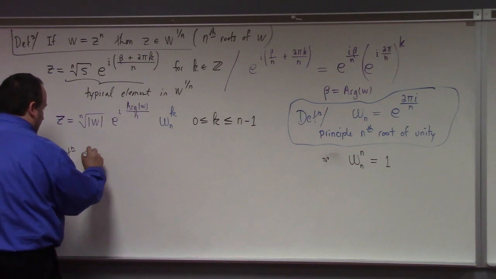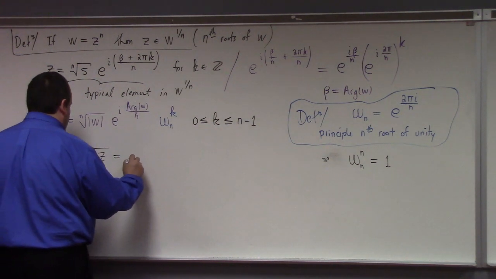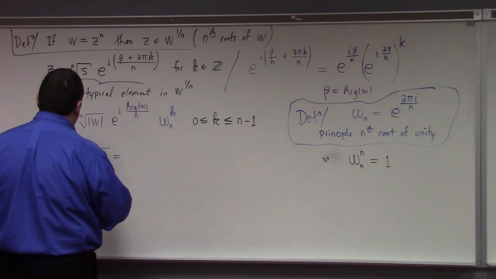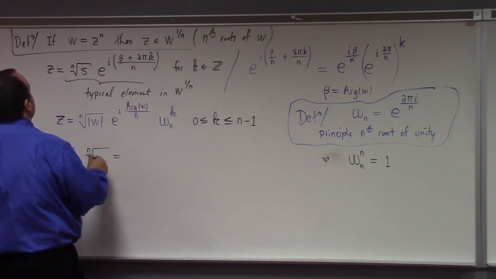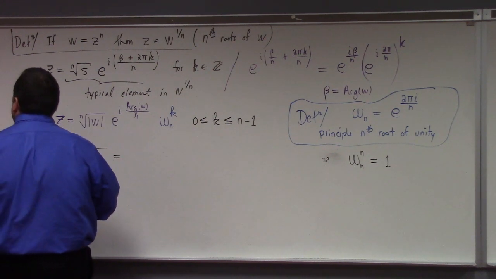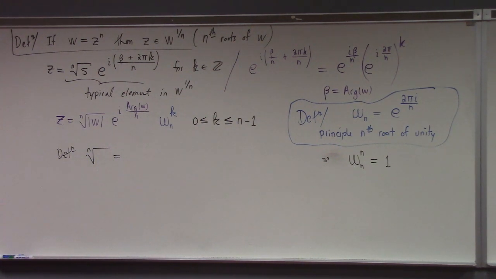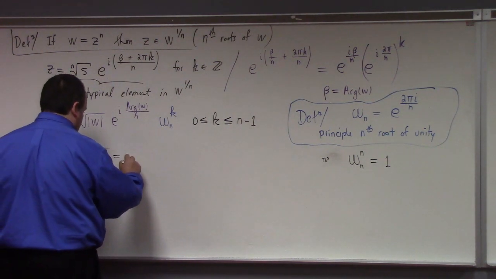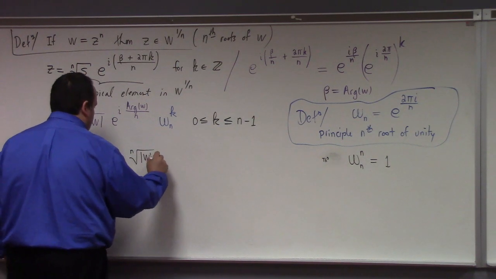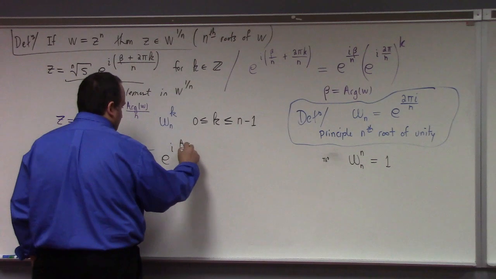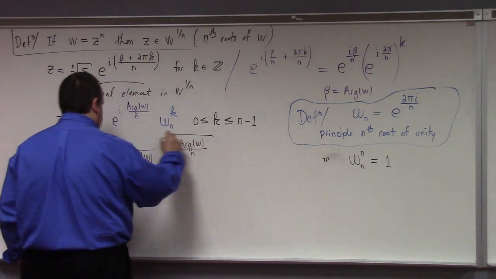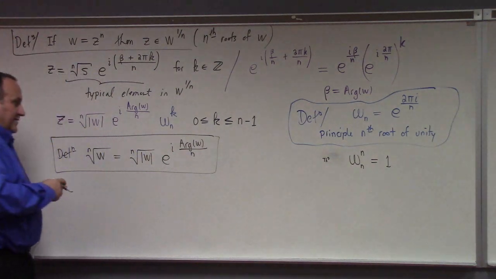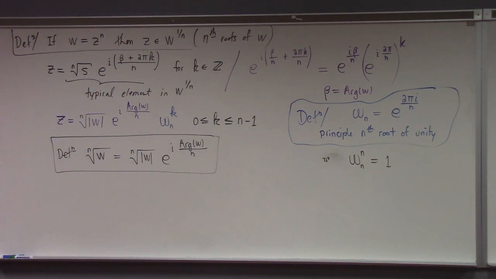The principal nth root of z is equal to, the principal nth root of, good grief. I've gotten confused all of a sudden. Give me a second. The principal nth root of w, rather, is equal to the nth root of the modulus of w times e to the i arg w over n. This is a definition. So while there are n solutions to the equation w equals z to the n, this is a specific choice of one, which is called the principal nth root of w.